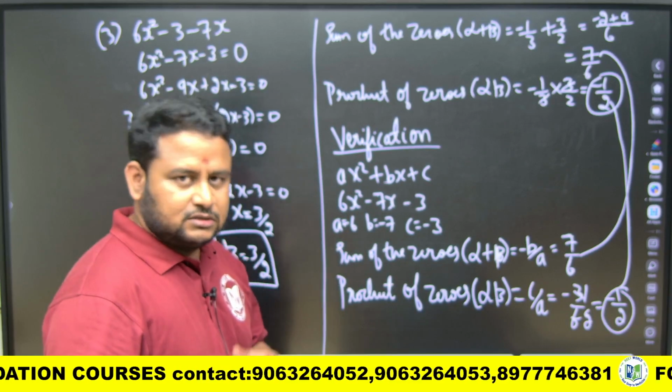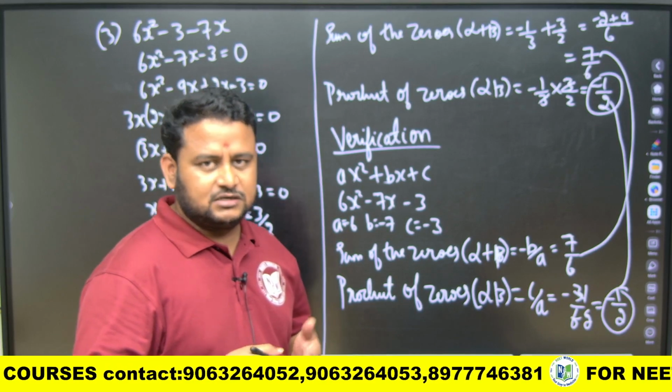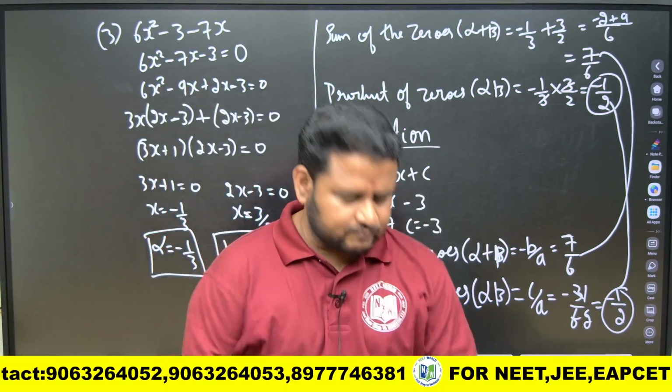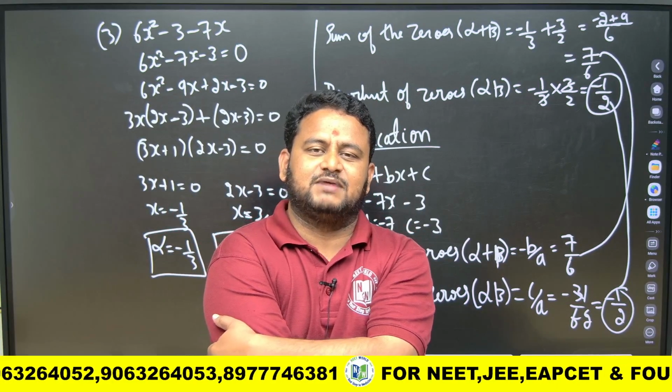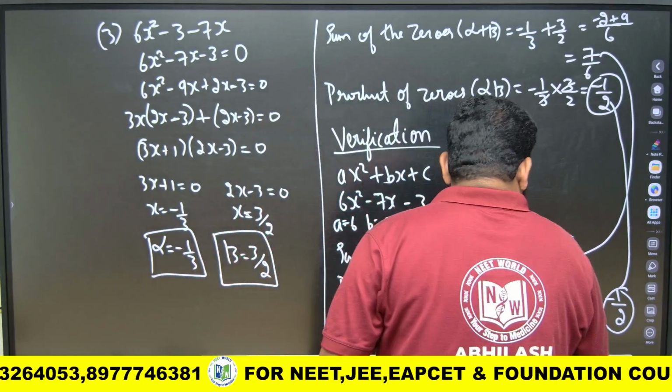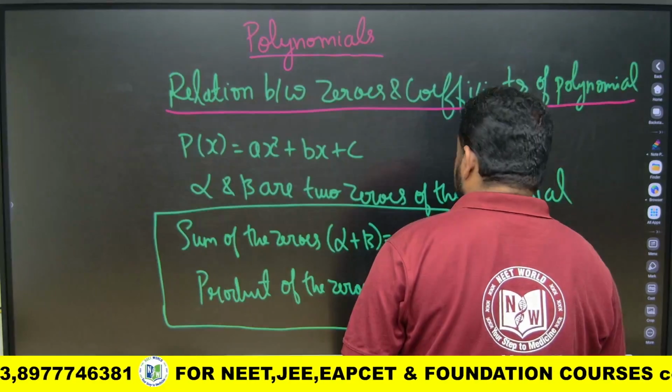First we found out the roots, then we named them zeros, alpha and beta. Then sum of the zeros and product of the zeros we found out using the direct method. Then we used the formula, that is minus b by a and also c by a. Clear? Let us solve the next question.